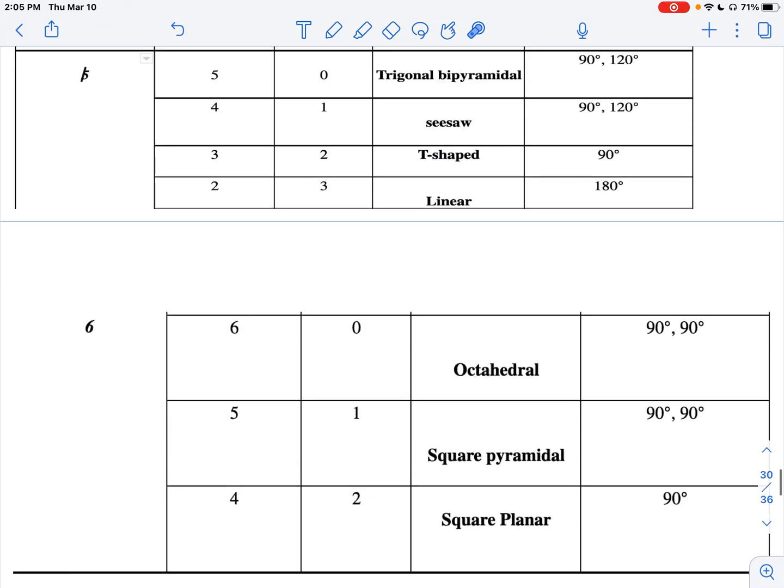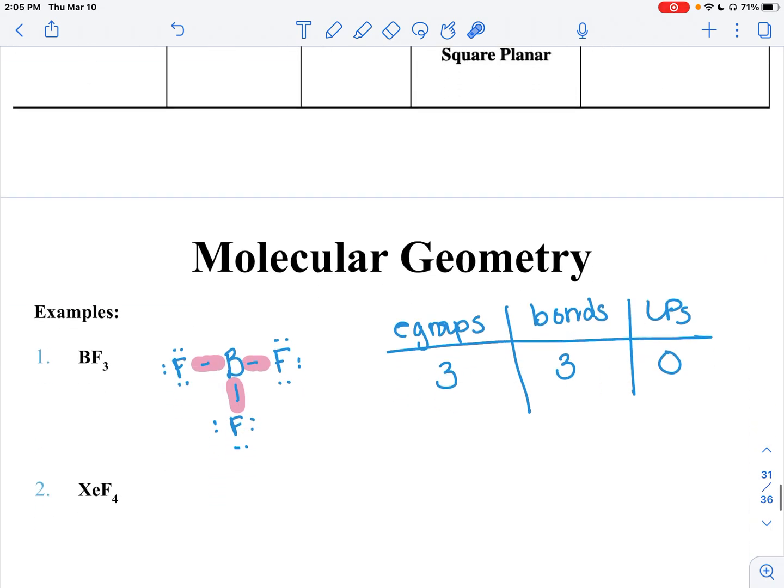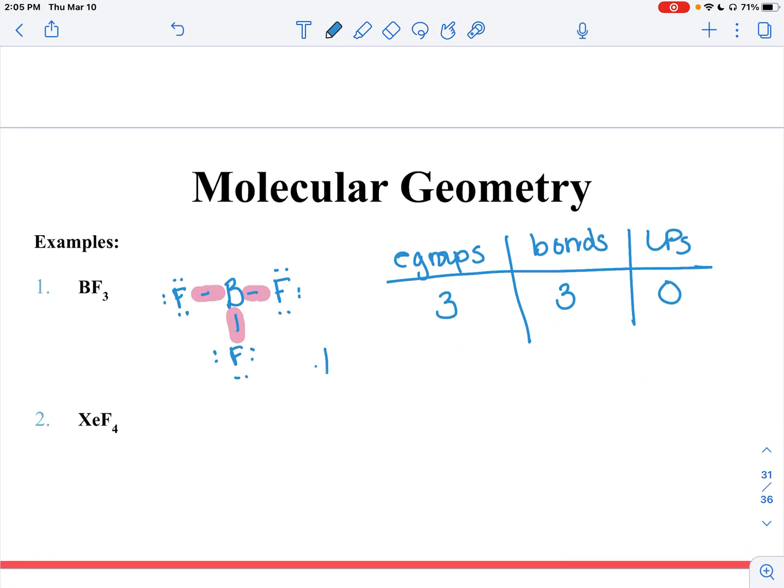Once you've done that, you go up here: electron domains 3, bond groups 3, lone pairs 0. That is something called trigonal planar. And then every bond angle is going to be 120 degrees. So this is trigonal planar. And if someone asked you the bond angle, you would say they are all 120. And that's pretty easy to draw. You would just draw them like this. And we'll go over that in class. We're going to do an activity so you can see these shapes themselves in 3D.